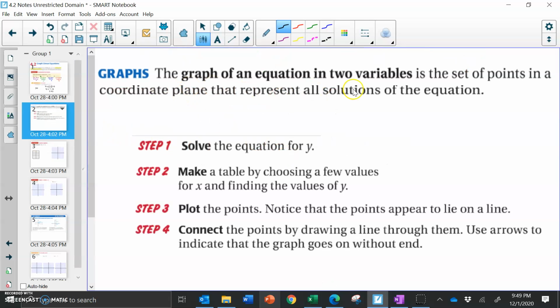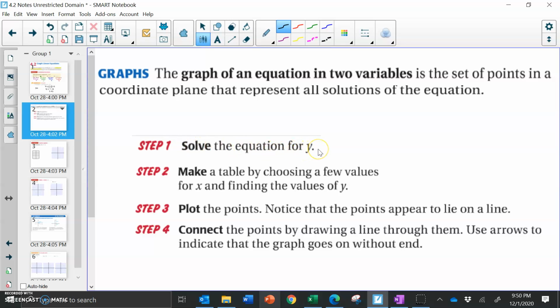The graph of an equation in two variables is the set of points in a coordinate plane that represents all the solutions of an equation. So when you graph a line to represent an equation, every solution that could possibly work in that equation will be on that line. So these are the steps we're going to follow.